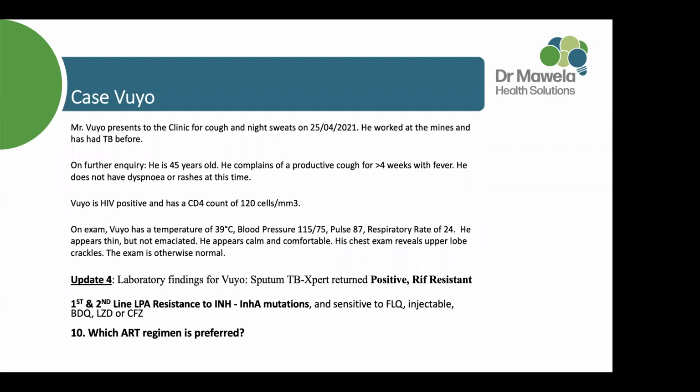Now, based on the case history, Vuyo, CD4 count is 120, he's 45 years old. There are no other issues except that he had an INHA mutation, and we started him on a short regimen, for argument's sake. What ART regimen would you prefer for Vuyo? This is probably your last poll for the day. Which of these 5 ART regimens would you recommend for a 45-year-old male patient who's starting ARVs with drug-resistant TB? Very interesting.